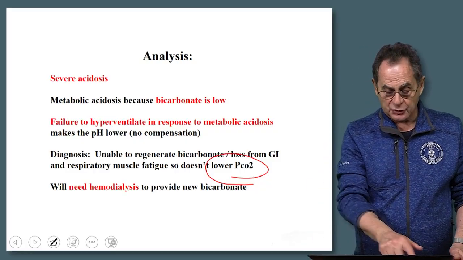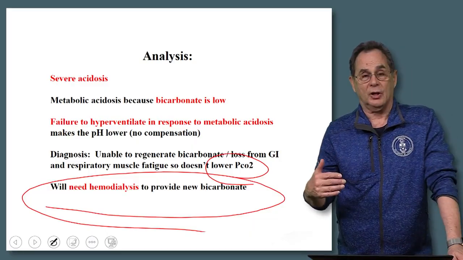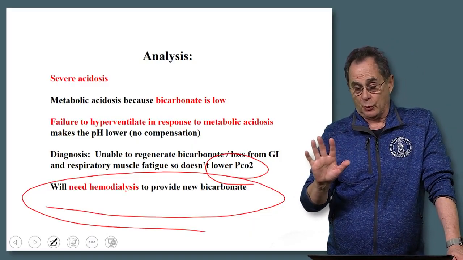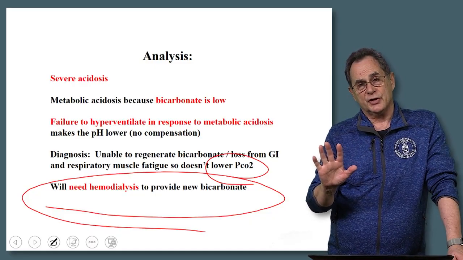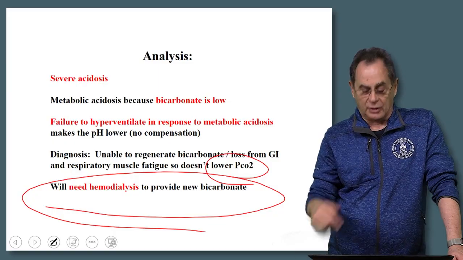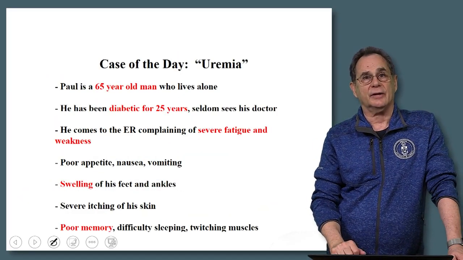So in a gentleman like this, what do we have to do? We have to treat him with dialysis. When we put someone like this on a dialysis machine, we expose their blood compartment across the semipermeable membrane to very high bicarbonate concentrations, and we can rapidly restore normal pH balance to individuals like this.